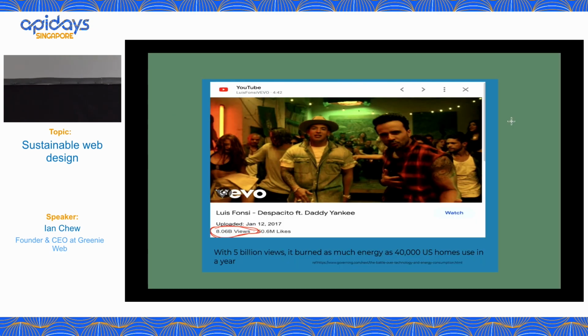Okay, so just a couple of pictures before I wrap up. This is basically Despacito. You probably have seen this video before. And circled in red, right, is the number of views. Someone wrote, and this part is a bit iffy, but the logic is there, that with 5 billion views, the particular video would have used as much energy as 40,000 American homes in a year, right? And if you look at the totality of videos that we have, and with the rise of video conferencing, this number can actually power a country, okay?